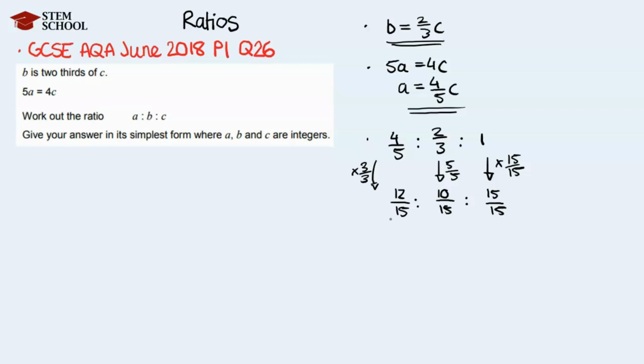Now what we can do here is multiply each of these terms by 15, because 15 times 12, then divided by 15, means you cancel out the 15. So you'll just be left with the numerators of 12, 10 and 15.